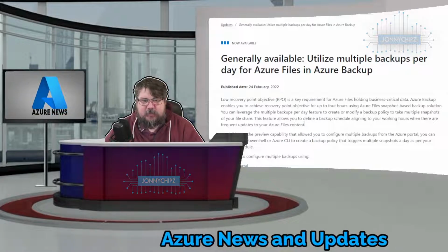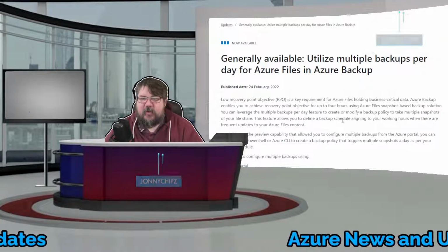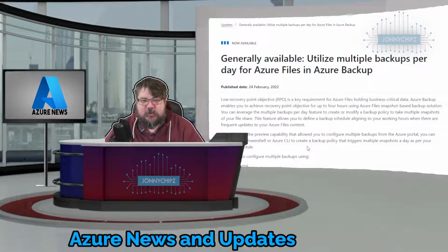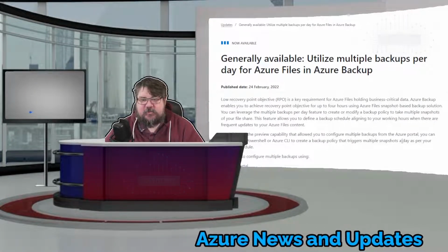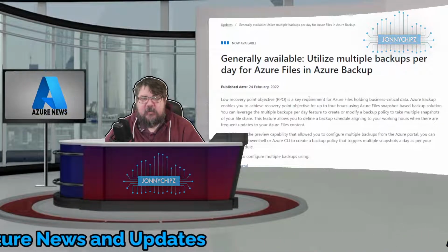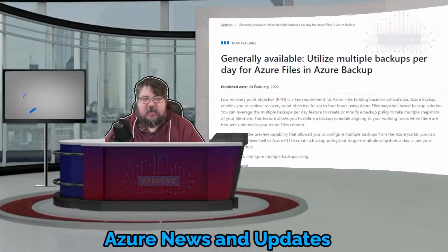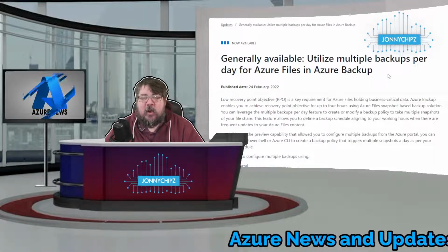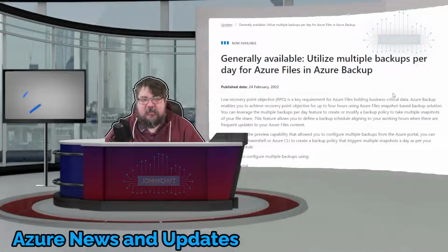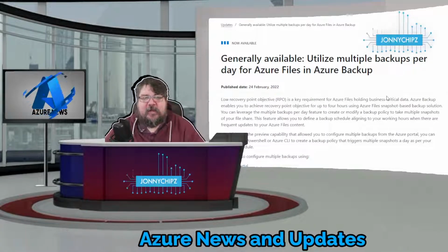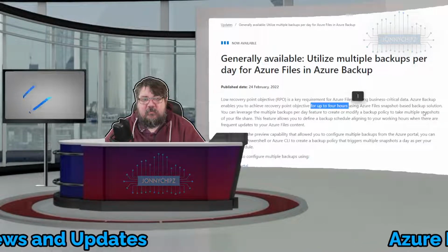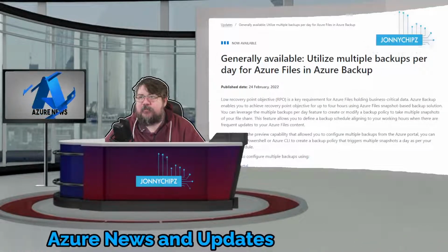So in addition to the preview capability that allows you to configure multiple backups from the Azure portal, you can now use PowerShell and Azure CLI to create a backup policy that triggers multiple snapshots a day as you define your schedule. Okay, so multiple backups a day to reach that low RPO. So in other words, when data's changed, you want to make a copy of that as quickly as possible. So it's just about creating those snapshots for up to 4 hours. There we go. Good to see.